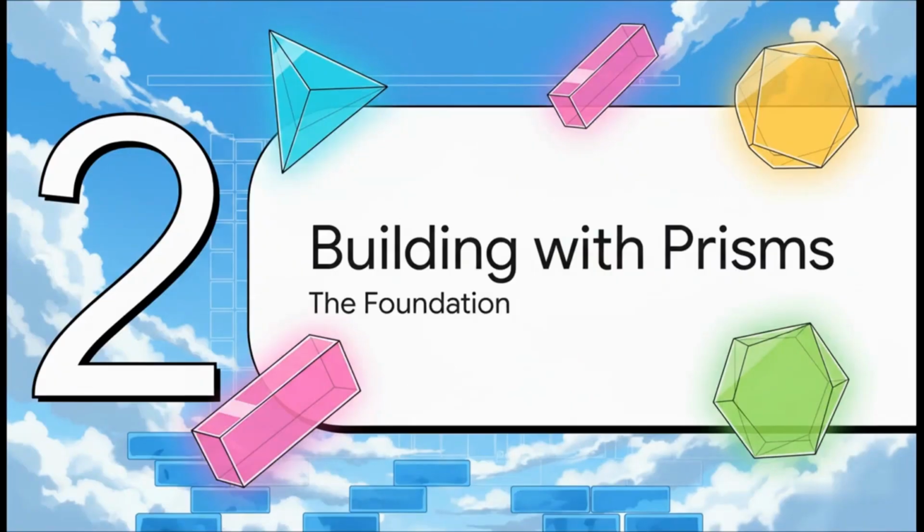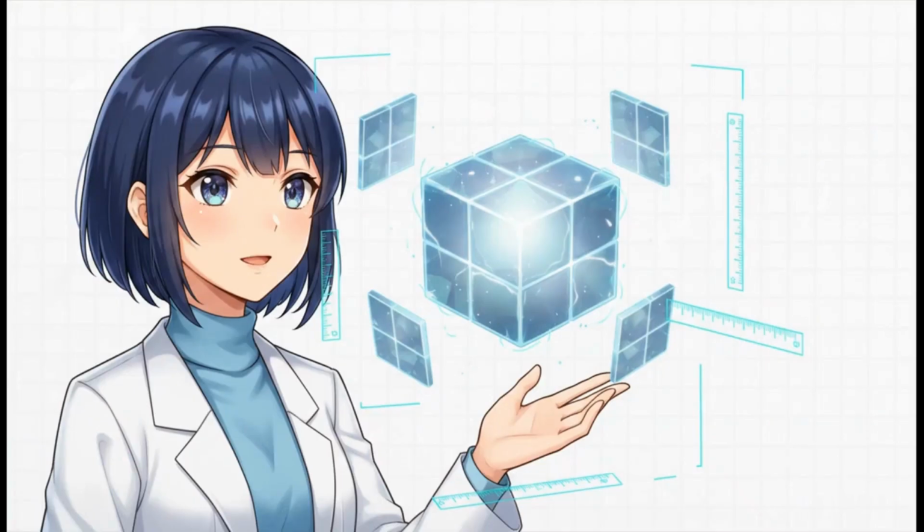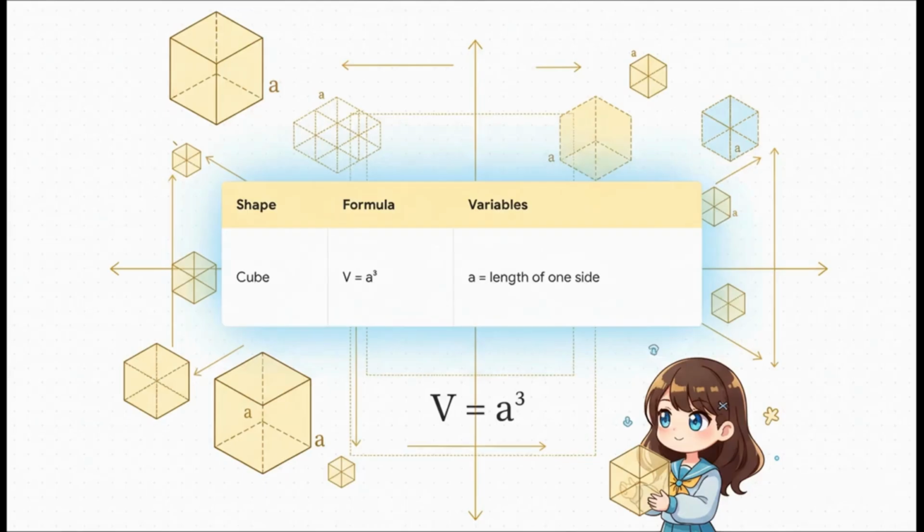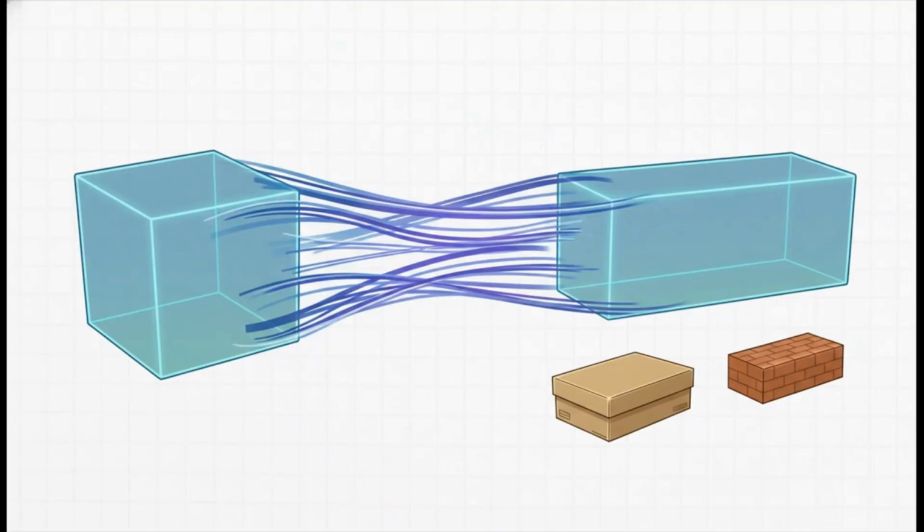Okay, let's start building our 3D world, one shape at a time. And we're going to start with the foundation, prisms. So where do we begin? Well, with the most iconic 3D shape there is, the cube. With its perfectly equal sides and square faces, it's the absolute best starting point for our journey. And the formula for it is just as elegant and simple as the shape itself. You just take the length of one side and multiply it by itself 3 times. That is it.